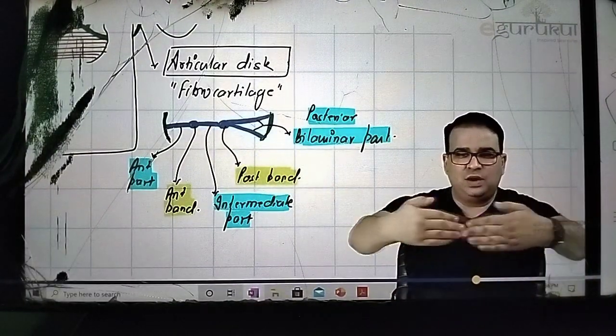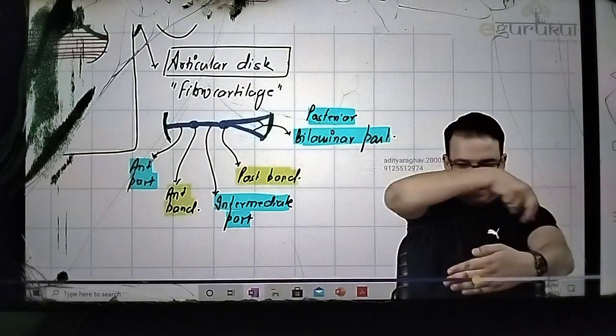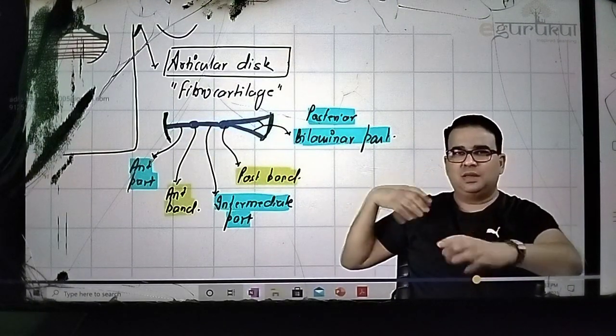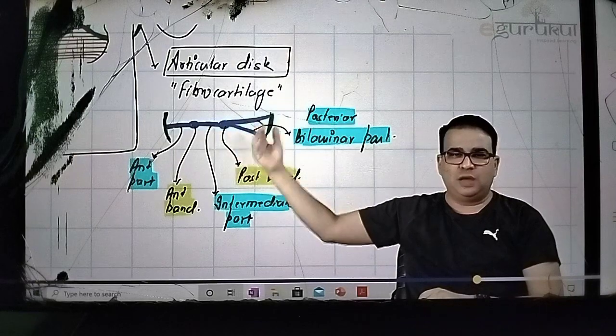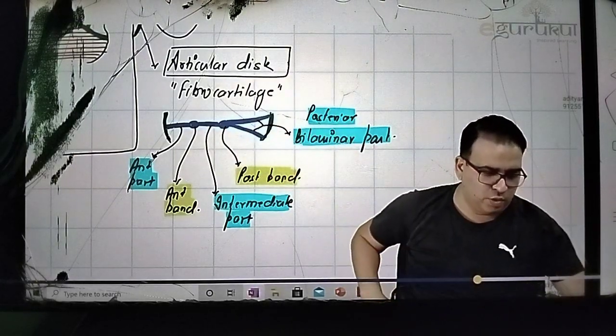It is a circular disc, so we have two thickenings in between. We have an anterior band like this, and a posterior band like this, which divide the entire articular disc into three zones: the anterior zone, the intermediate zone, and the posterior bilaminar zone or bilaminar part, whatever you want to call it.